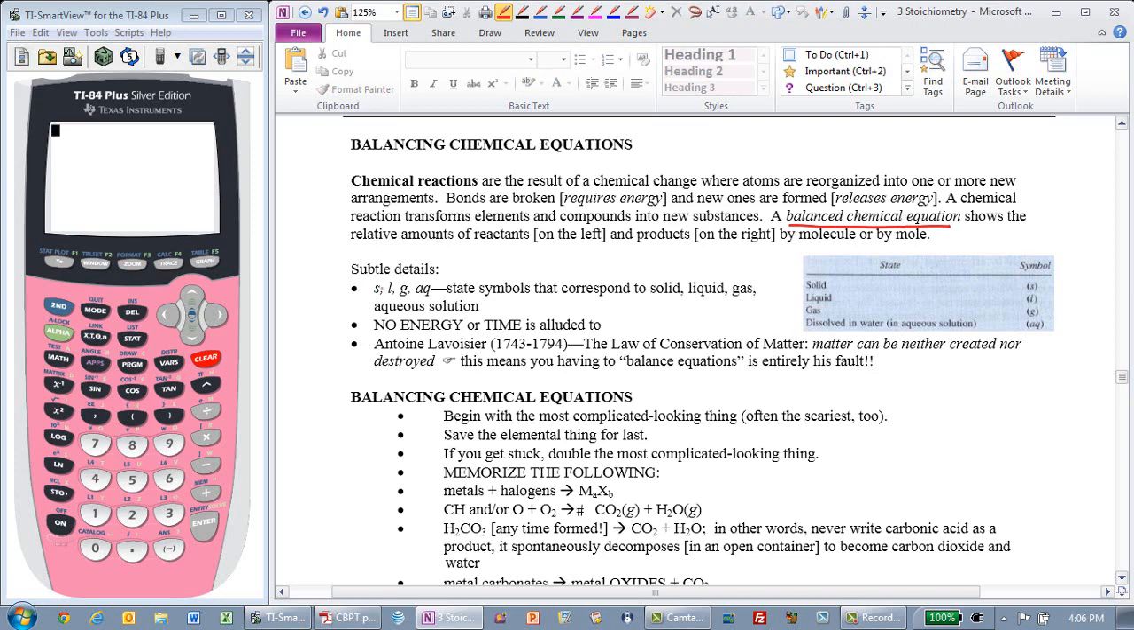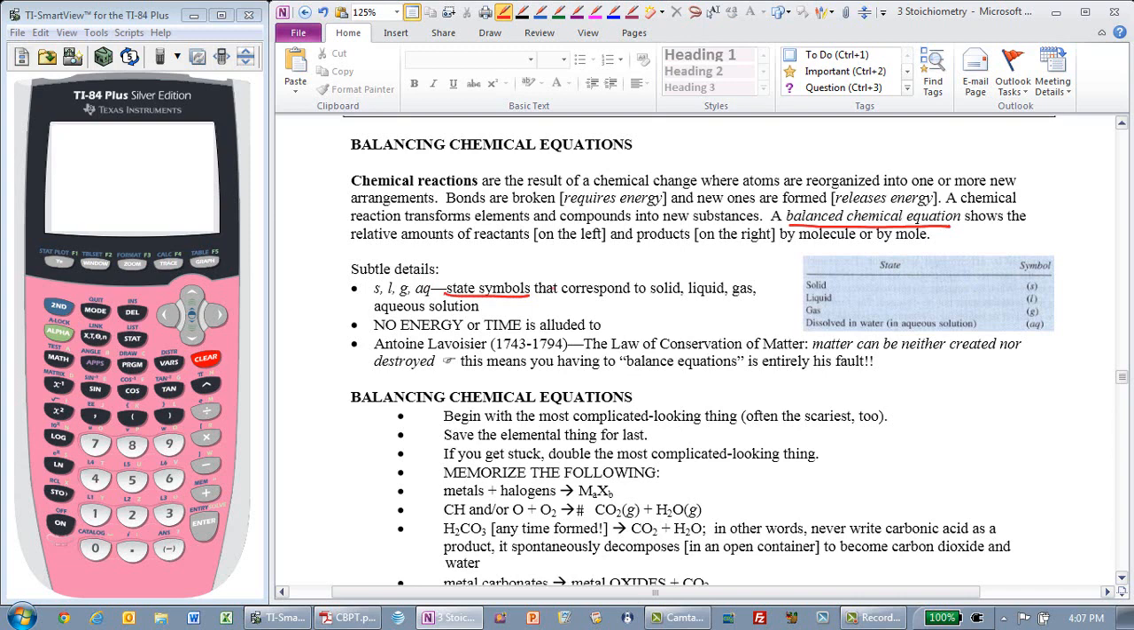So then there are some subtle details which you may have happily ignored throughout your life thus far, but you can no longer do that. And so this little S, L, G, and AQ stand for solid, liquid, gas, and aqueous solution, meaning it's not a pure substance, thus it's not just a liquid. Don't misuse that word. A liquid in chemistry is a pure substance. Bromine, for instance, can be a liquid at room temperature. So aqueous means something is dissolved in something else, and there are many solvents in the world. Water is just the one that's probably your favorite. So we call these the state symbols, and again, they correspond to solid, liquid, gas, and aqueous solution.